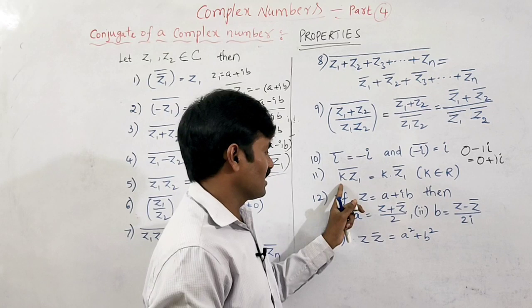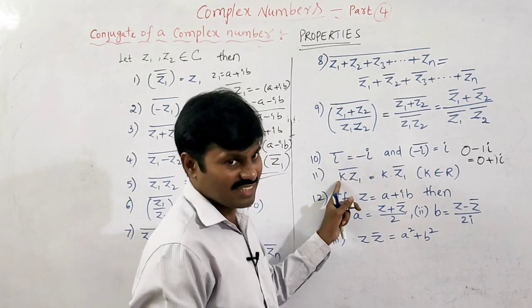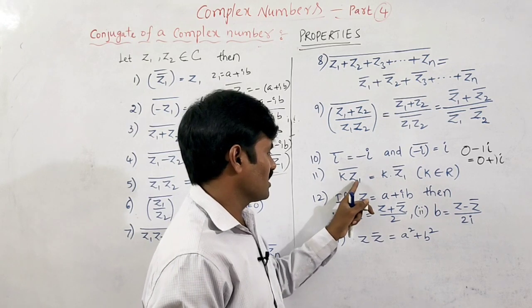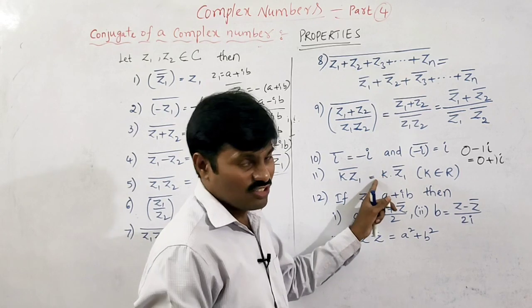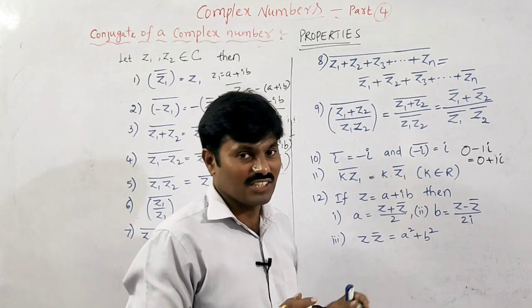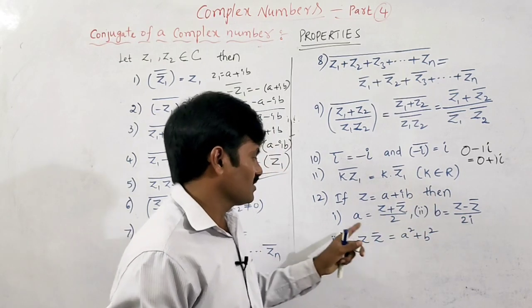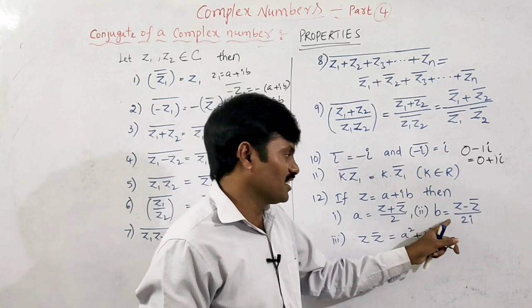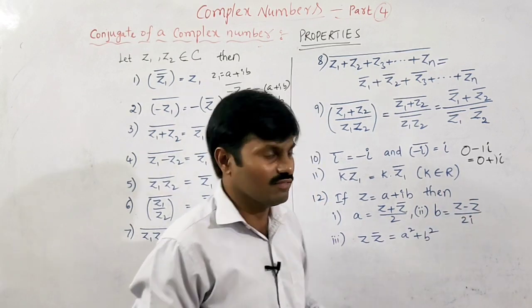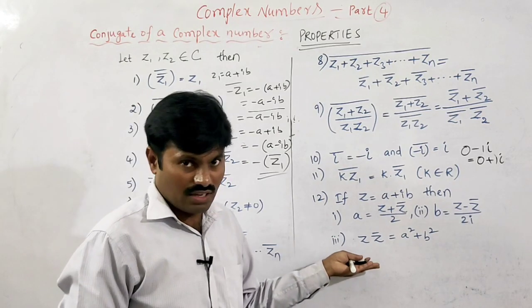Here, k into z1. The conjugate of k into z1, where k is a real number, means a constant. If you multiply by a constant and find its conjugate, it is equal to k times the conjugate of that z1. So if z is equal to a plus ib, then a is equal to z plus its conjugate by 2, and b is equal to z minus its conjugate by 2i. We have already discussed it earlier in this video.